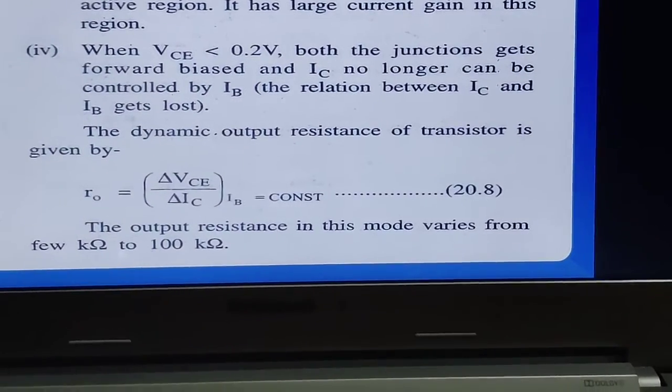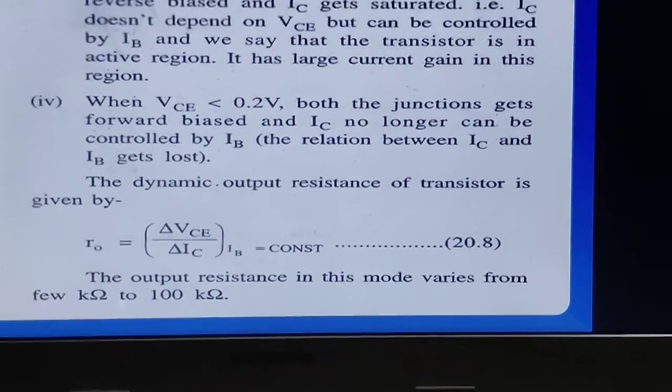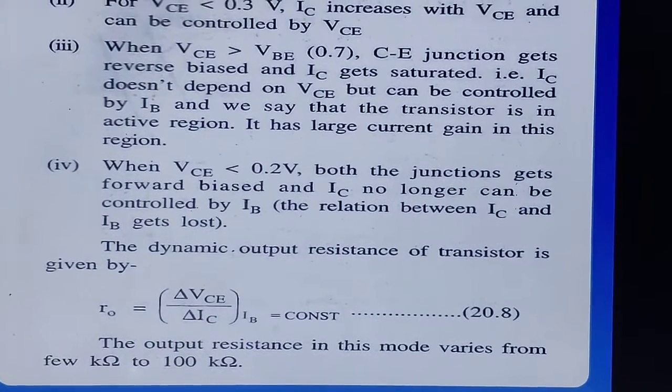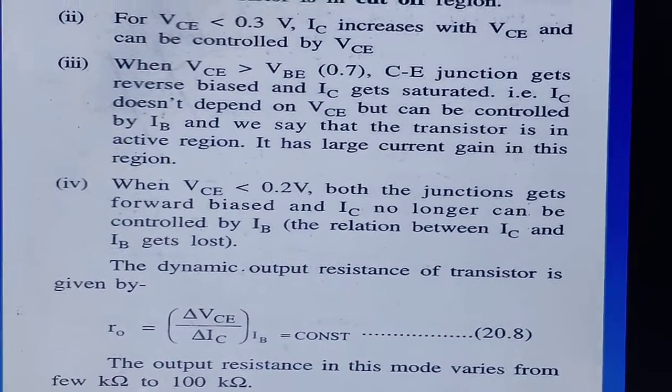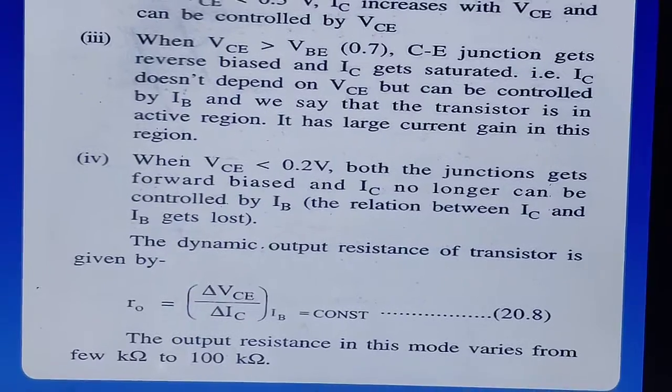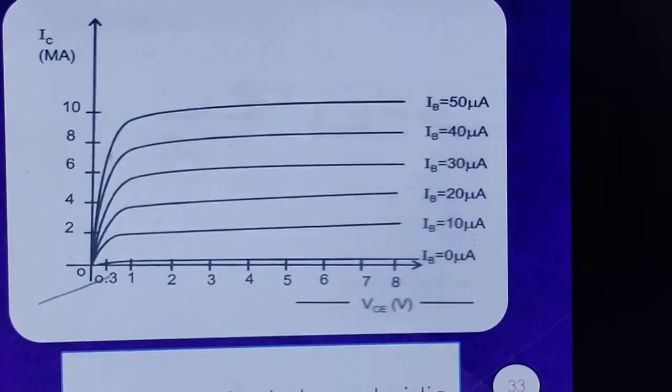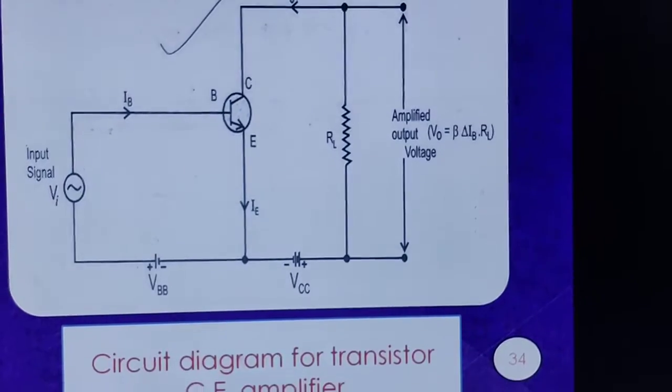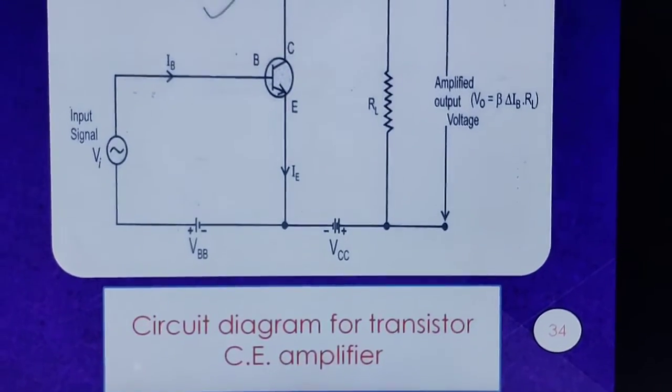The ratio of delta VCE to delta IC gives us the dynamic output resistance of the transistor. In our next discussion, we shall be studying how the transistor is used as an amplifier, the common emitter amplifier.